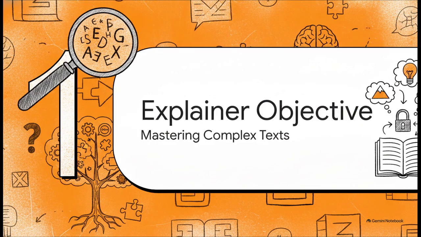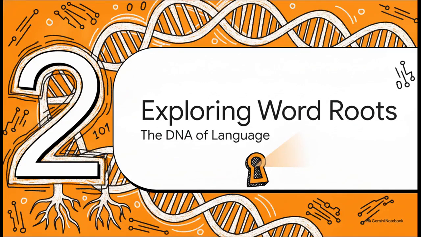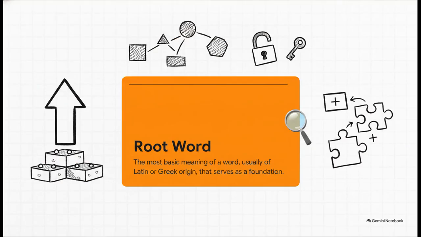Section 1. Explainer Objective. Mastering Complex Texts. Moving right along to Section 2, Exploring Word Roots, the DNA of Language. So our main goal today is figuring out how to independently decipher unknown words without automatically reaching for a dictionary. And we're going to start with our very first tool, roots.